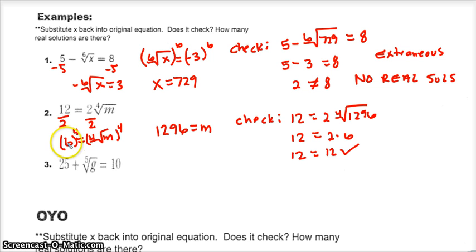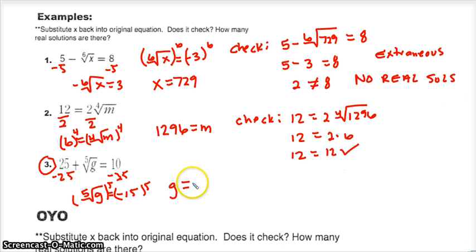All right, example number 3. I'm going to have to subtract 25 from both sides. I get the 5th root of g is equal to negative 15. I have to raise both sides to the 5th power to undo the root, and I get g is equal to negative 759375.